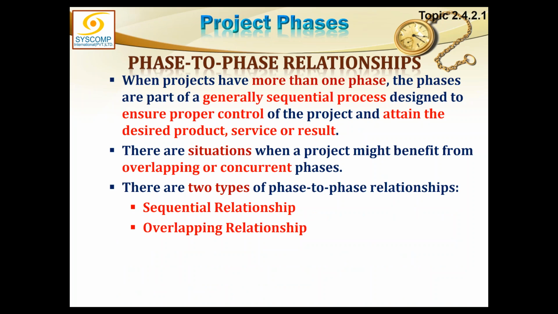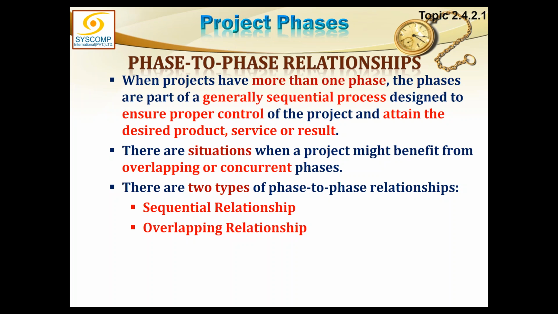When projects have more than one phase, the phases are part of a generally sequential process designed to ensure proper control and attain the desired product, service, or result. As I have described earlier, if you keep accomplishing the targets of each phase one after the other in a sequential manner, you will have better control over your project, and you will have more assurance that the ultimate product, service, or result will be delivered.